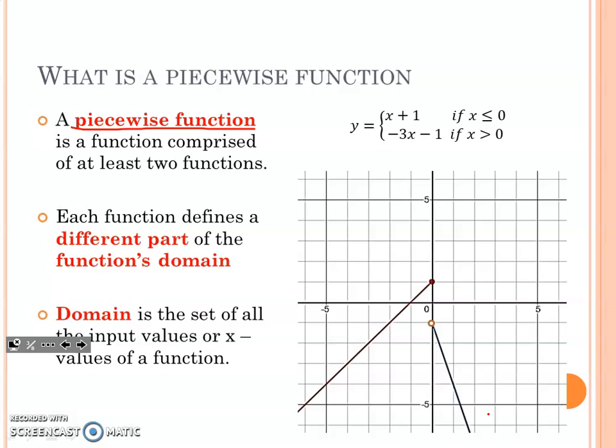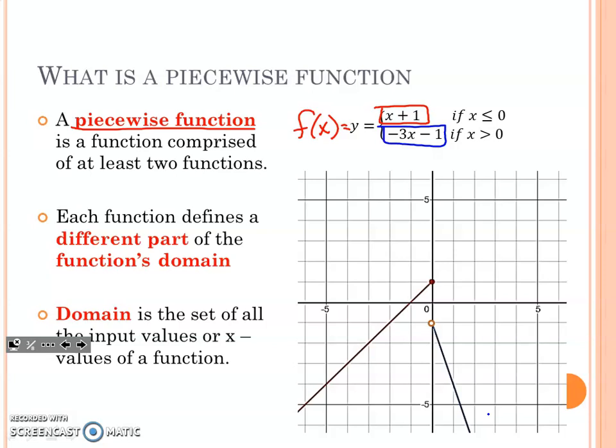Okay, quick review on domain. Domain is the set of all the input values or x values of a function. Okay, so essentially a piecewise function is one function that's made up of 2 different functions. So if you look up here on the left, I've got y equals. I could also say that this is f of x equals, because y and f of x are the same thing. Okay, but what I have here is one function that is made up of 2 different functions.